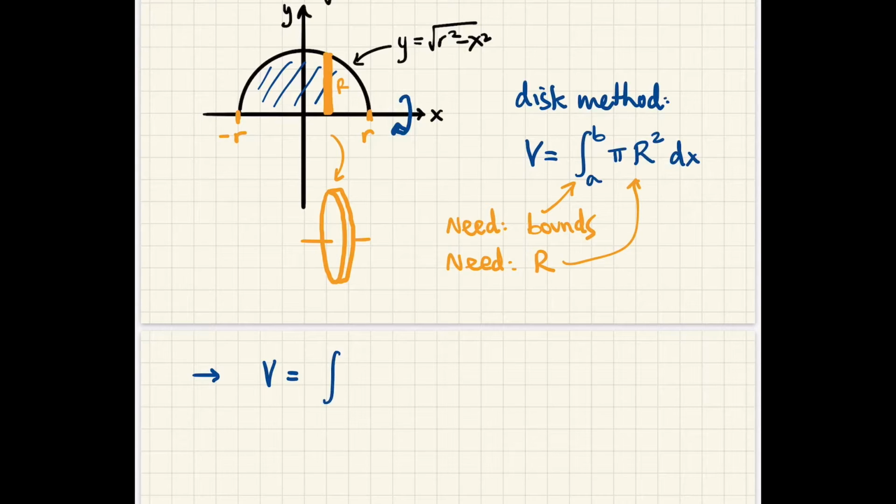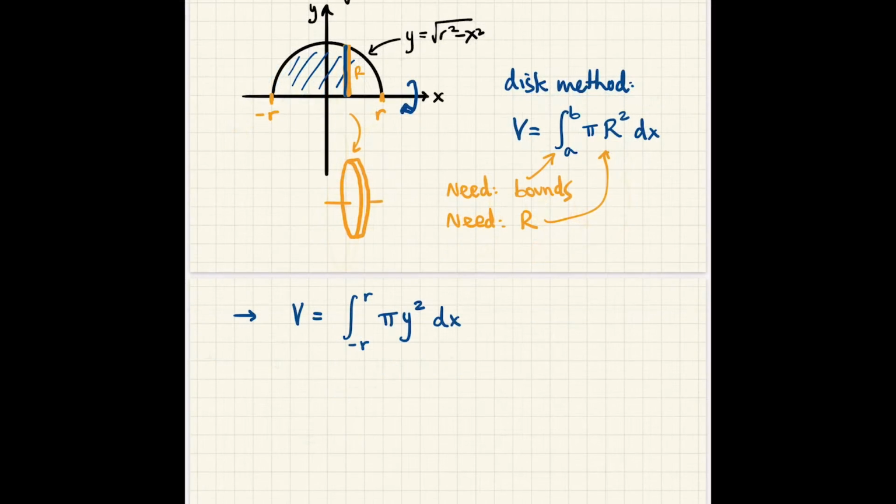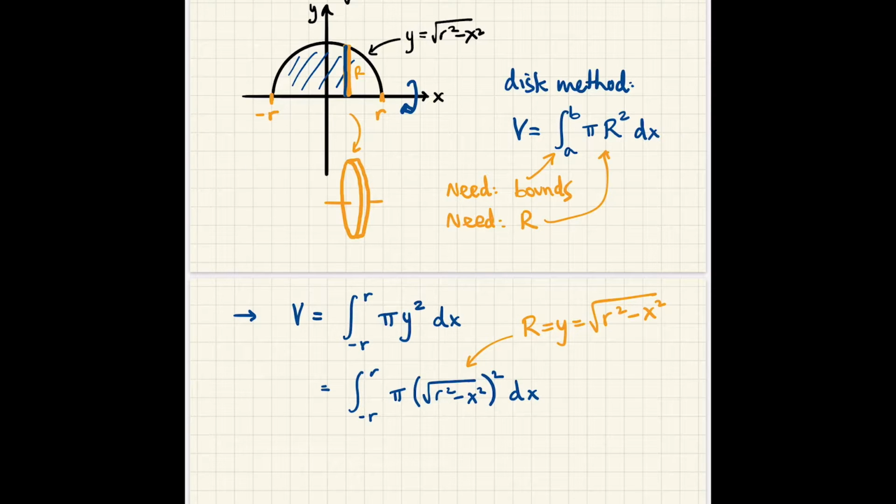So our volume is given by the integral from negative little r to positive little r, pi times, and what's capital R? The dimension of y, it's this vertical length right here. That's being squared, and we're integrating with respect to x. Now, that particular step is pretty unnecessary. We could just go directly in saying, well, capital R is f of x, so that would be the function. Capital R is equal to little y, and little y is equal to that.